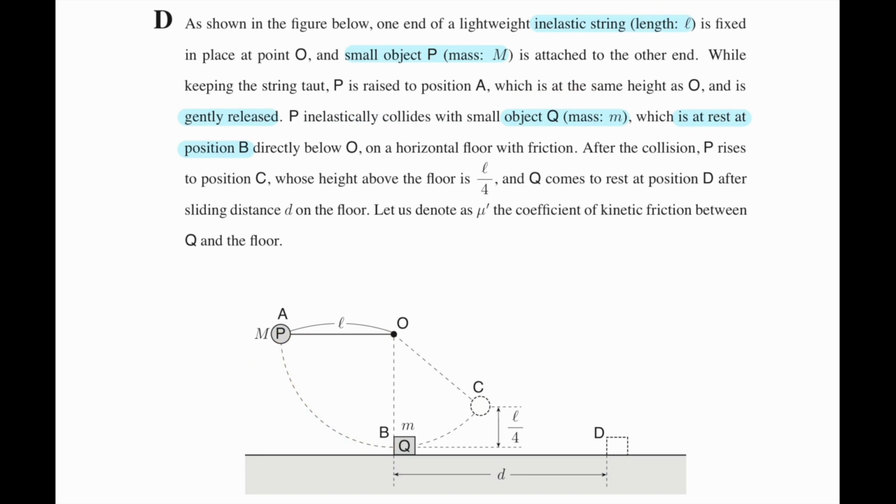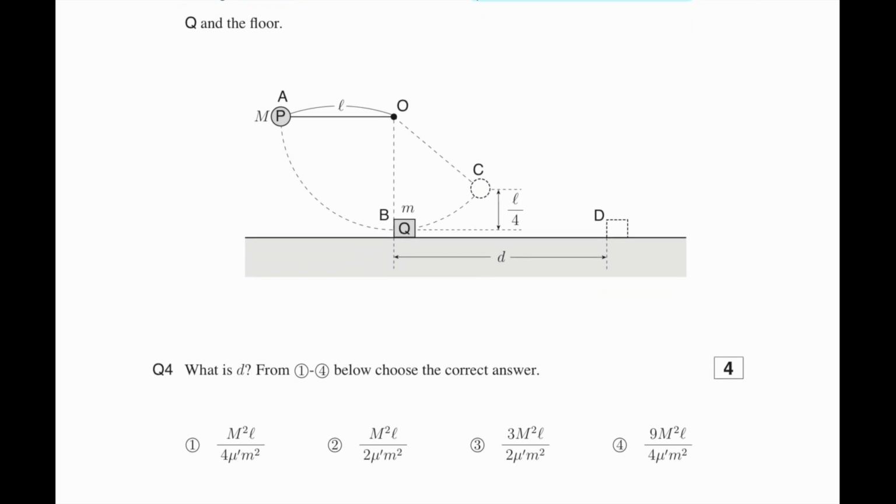directly below O on a horizontal floor with friction. After the collision, P rises to position C, whose height above the floor is L over 4. So after collision, object P will rise to position C, and then Q comes to rest at position D after sliding distance D on the floor. Let us denote mu prime as the coefficient of kinetic friction between Q and the floor. The question is, what is D?